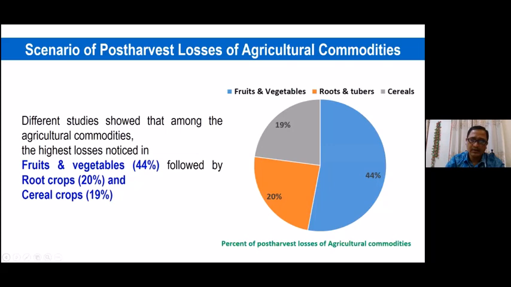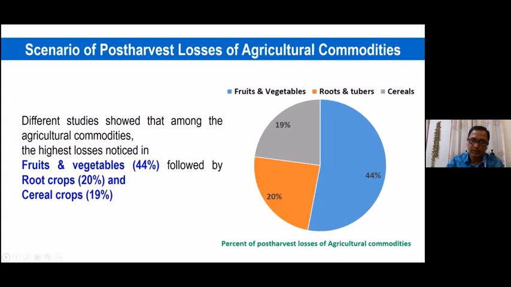What is the scenario? We can see from the data that post-harvest losses in agricultural commodities mostly occur in perishable fruits and vegetables, about 44%. Next are root crops and tuber crops, which also lose about 20%. Cereal crops also suffer 19% losses due to different insects and diseases and other causes. So we should control them from these losses.